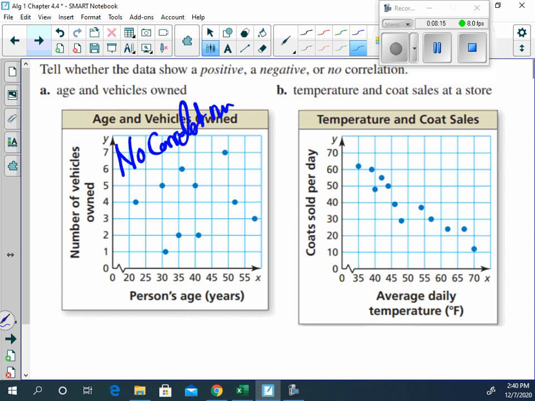How about the temperature and coat sales at a store? This here would be a negative correlation because as the temperature increases, the amount of coat sales goes down. Any questions on these two? Yeah.